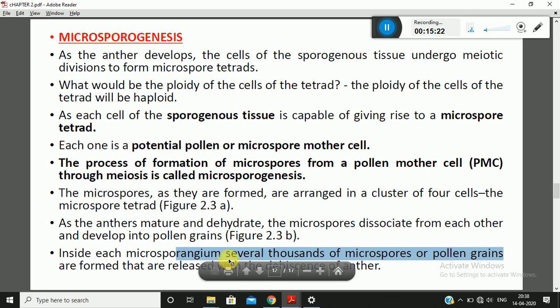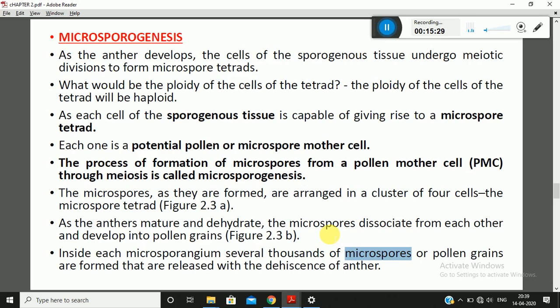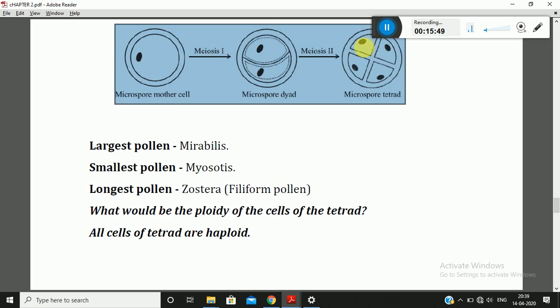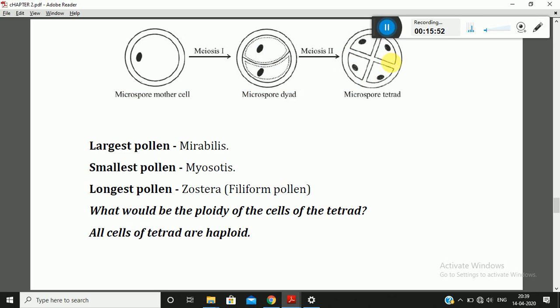Inside each microsporangium, we can see thousands of microspores or pollen grains are formed, and when the anther dehisces, all these pollen grains are released outside. So here you can see the formation of a microspore tetrad from a microspore mother cell, which we can say is a cell of sporogenous tissue. Through meiosis 1 and meiosis 2, four different microspores have been formed, all together attached with each other in the form of a tetrad.